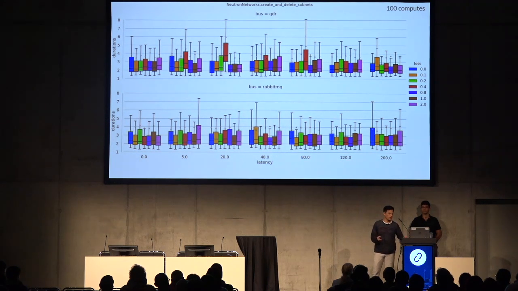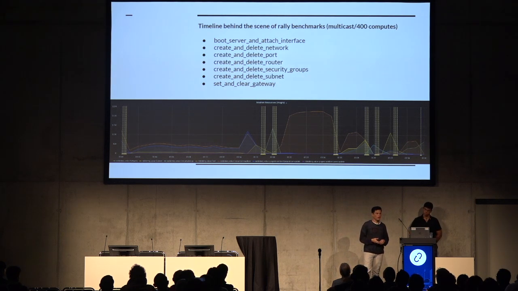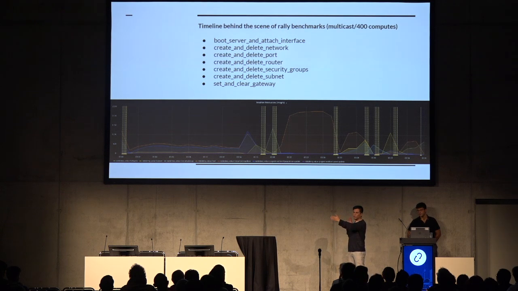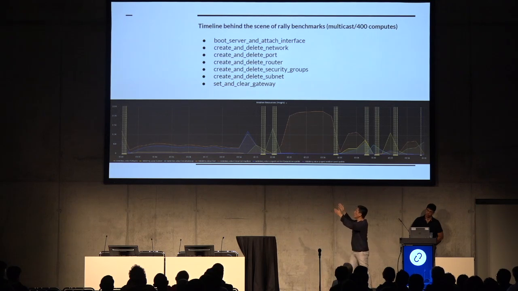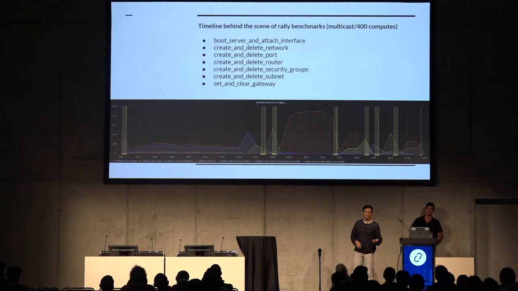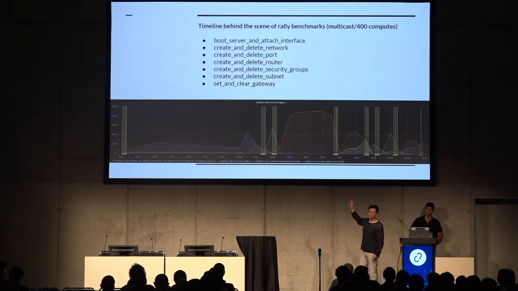of messages. To give an idea, here is the timeline of a set of benchmarks for multicast in a 400 compute configuration, where we can observe that the duration of the benchmark is different for each test. We observe yellow bars for each test, and the number of messages in terms of traffic is also different. Easily, we can go up to 1,000 messages for some cases like boot server and attach interface, but there are some extreme cases like create and delete port where we can observe more than 2,000 messages per second.